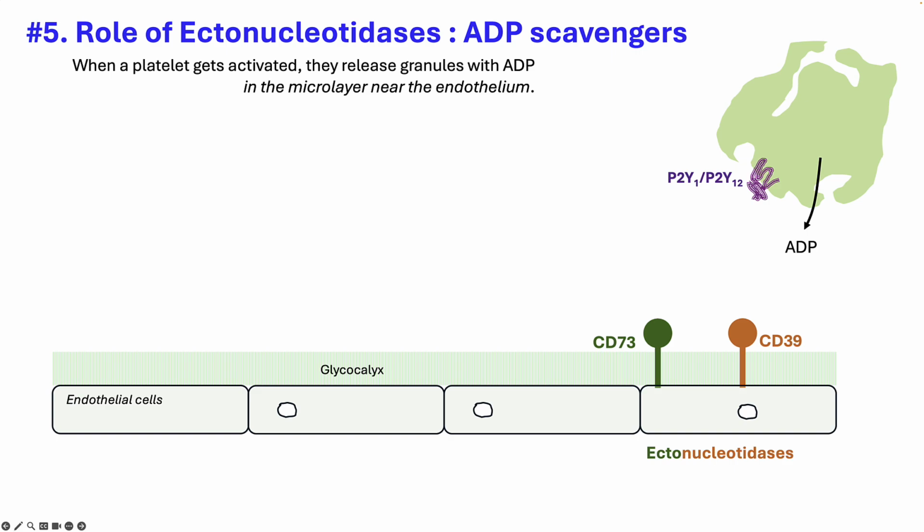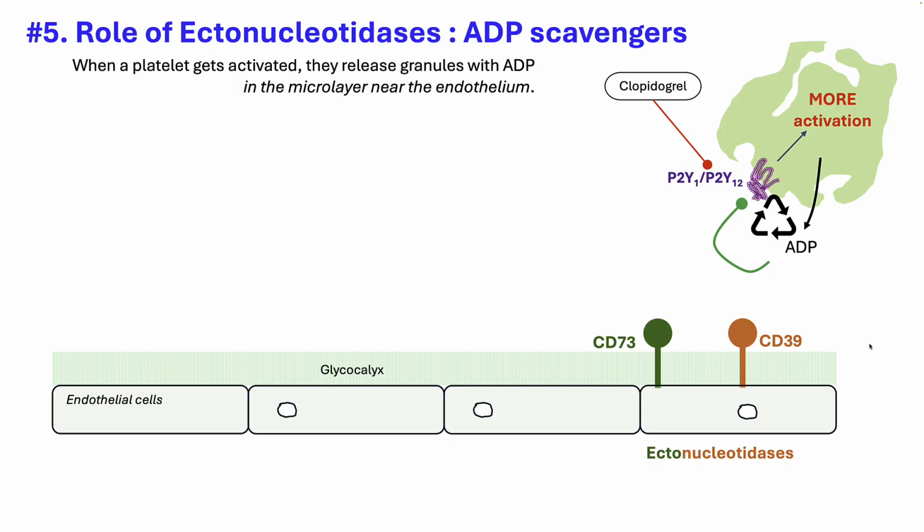Whenever a platelet gets accidentally activated, it releases its granules, which contain ADP. Now, ADP is an important molecule in platelet activation as it can stimulate P2Y1 and P2Y12 receptors, and this results in increased intraplatelet calcium accumulation, resulting in more activation of platelets. If you remember, this is one of the receptors that is blocked by your molecule clopidogrel, that's Plavix.